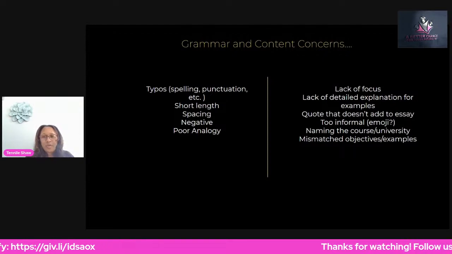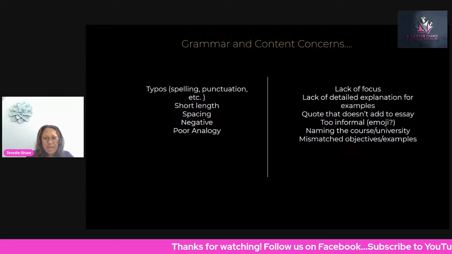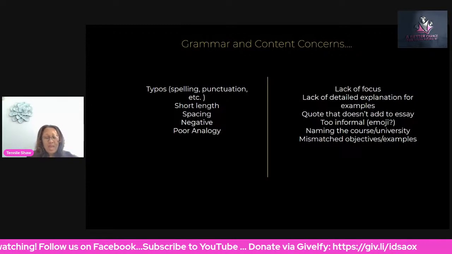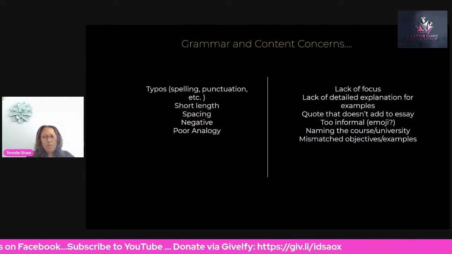You also want to make sure that you have detailed explanations and examples for the points that you're trying to make. Create that picture for them, help them understand why you included that example. If you're going to mention something as an example of your leadership, what was the value in that? What did you learn from that?